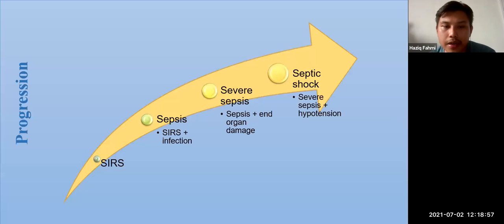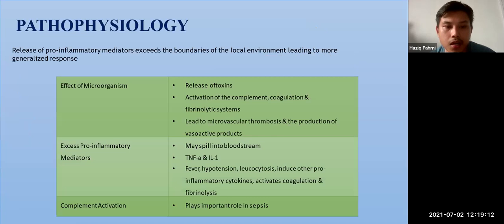So this is the summary to show the progression from SIRS to septic shock. We have SIRS, which progresses into sepsis, later develops into severe sepsis, and lastly, septic shock. So next, a little overview on the pathophysiology.